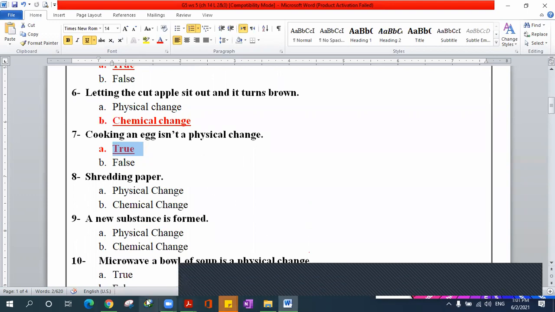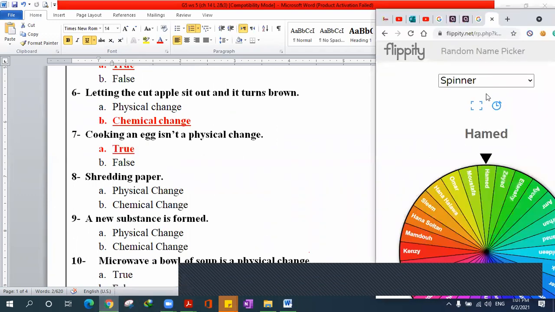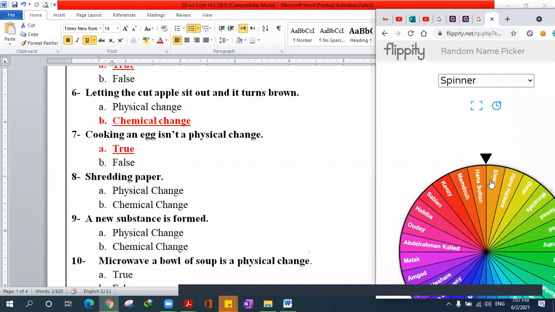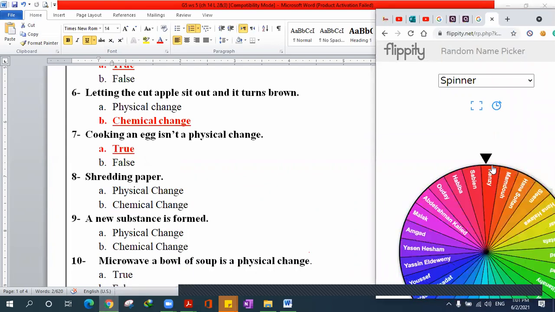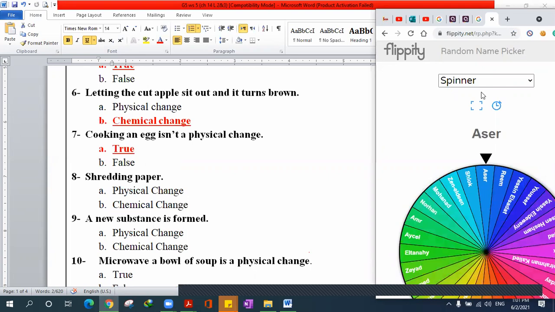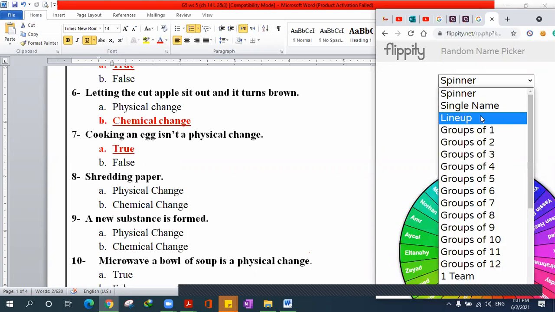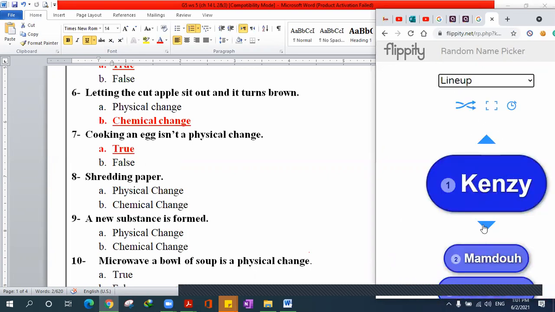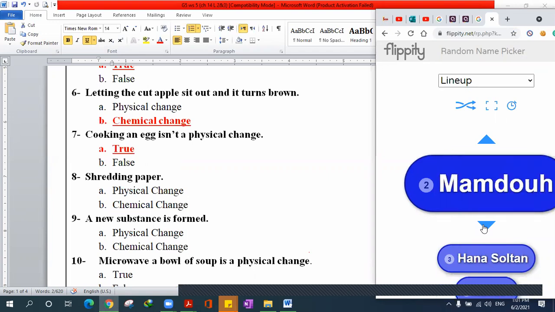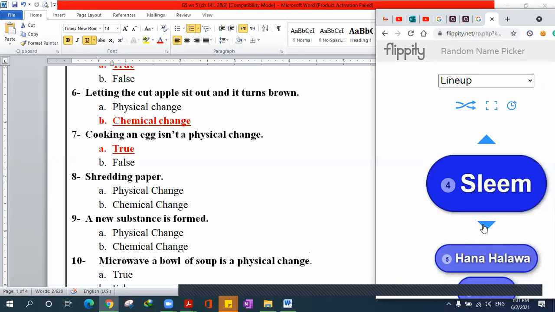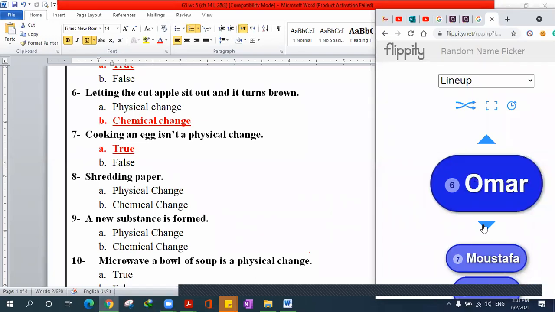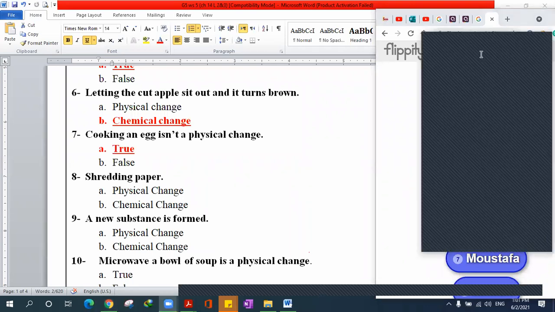Okay, now let's see who's next, because we only have 10 minutes. I'm going through the line up. Aysel is not here. Kinsey is not here, right? Mamdouh is not here too. Hannah Sultan is not here. Salim is not here. Hannah Halawa. Okay, we have Omar Khalid.